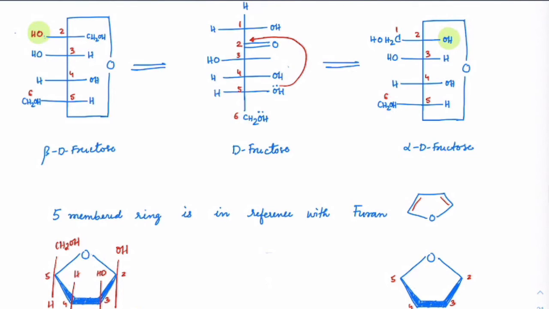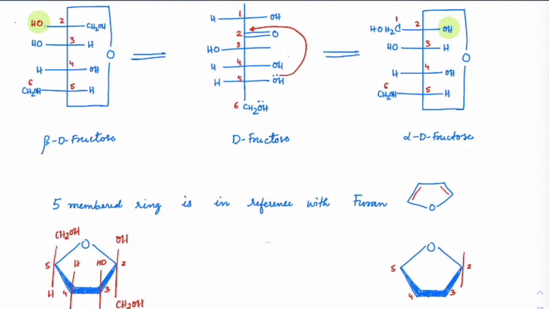Same way, if I write the alpha form, you can see 1, 2, 3, 4. On the second carbon, OH is down, CH2OH is up. Third carbon, H is down, OH is up. Fourth carbon, OH is down, H is up. Fifth carbon, H is down, CH2OH is up. Right guys, please understand this carefully now.